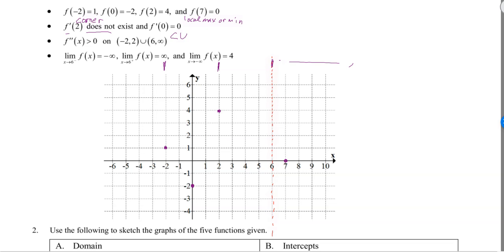And the limit of f of x as x approaches negative infinity is equal to 4, which tells us that there will be a horizontal asymptote as we are heading to negative infinity. Okay, can you sketch something?